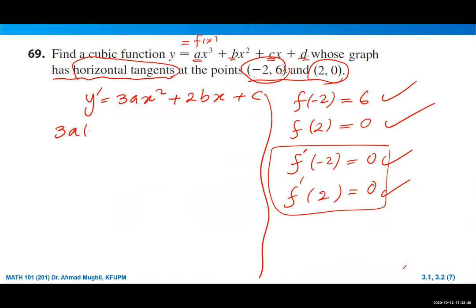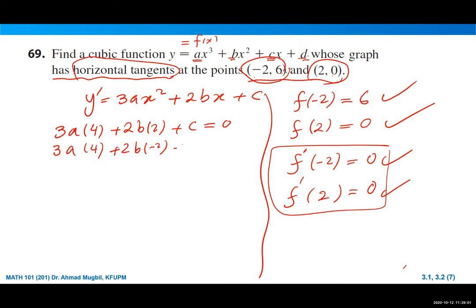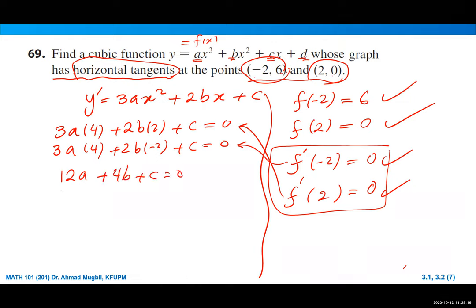You will have 3a times 4 plus 2b times 2 plus c equals 0. Here you will have also, when it is negative 2, it will be 3a times 4, plus 2b times negative 2, plus c equals 0. Let me write it in details. I will simplify it in the next step. So from here, if you notice, you will have 12a plus 4b plus c equals 0. And here you will have 12a minus 4b plus c equals 0.